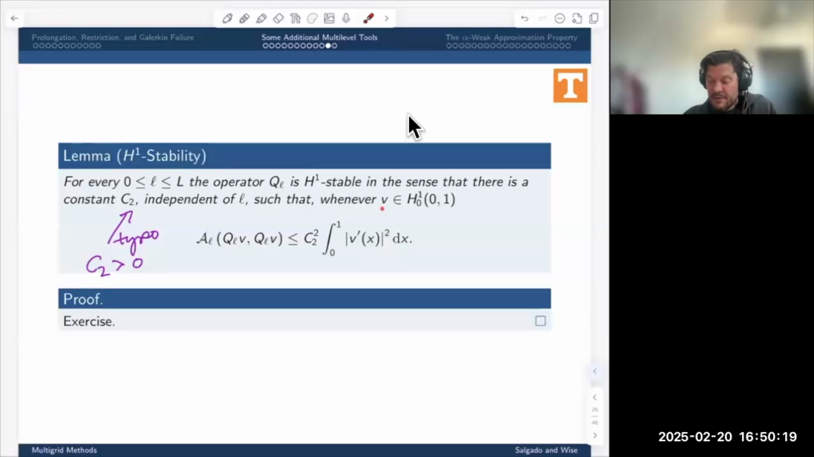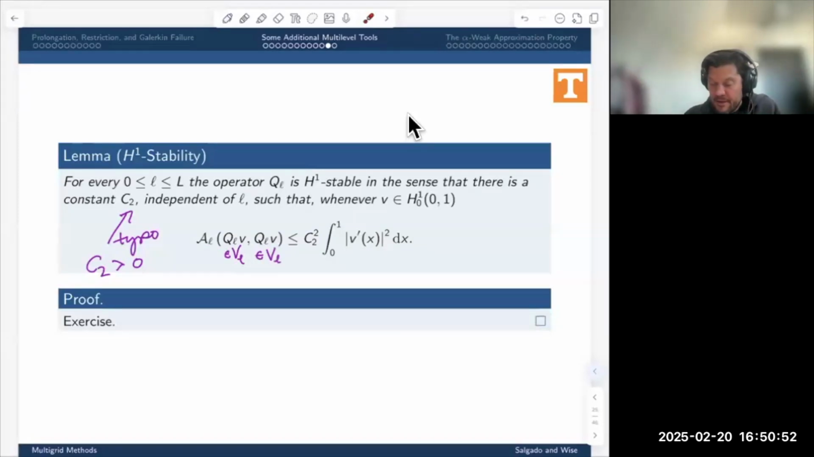Whenever V is in that space, then this QL operation is stable in the following sense: AL of QLV, QLV. So this is a function in the piecewise constant space, VL, right? This is the same object also in VL. That's the only type of objects that can go into this bilinear form called the energy form, AL.